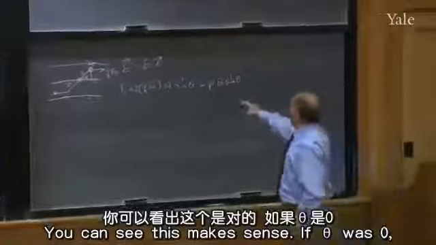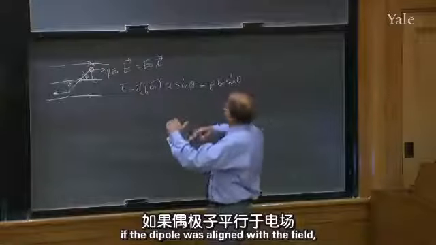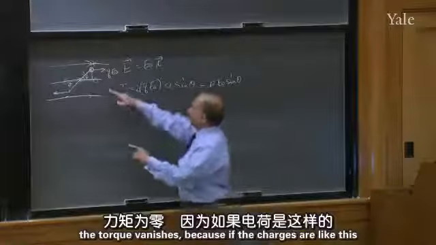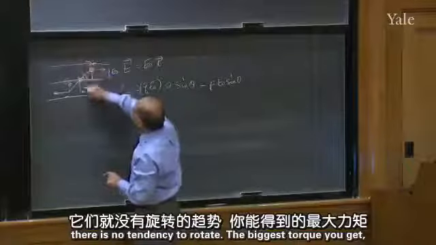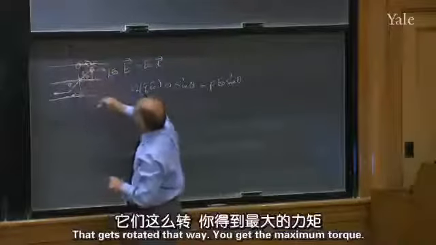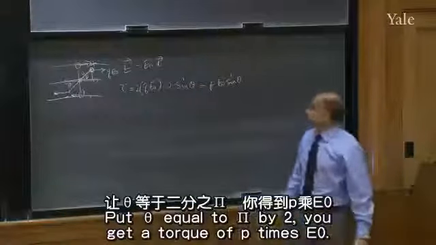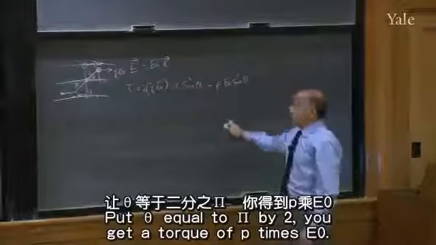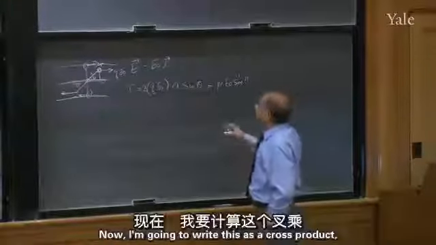You can see this makes sense. If theta was 0, if the dipole is aligned with the field, the torque vanishes, because if the charges are like this, there is no tendency to rotate. The biggest torque you get is if the charges are like this. Then this gets rotated that way, that gets rotated that way, you get the maximum torque. At theta equal to pi by 2, you get a torque of P times E0. That's also the reason it's called the dipole moment.